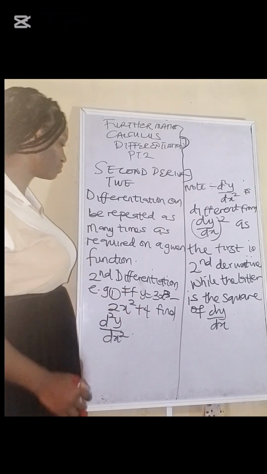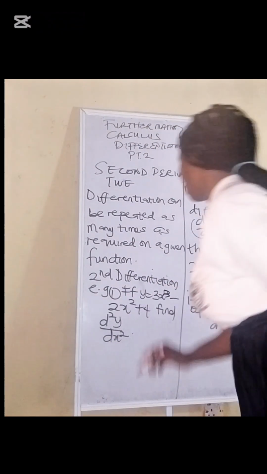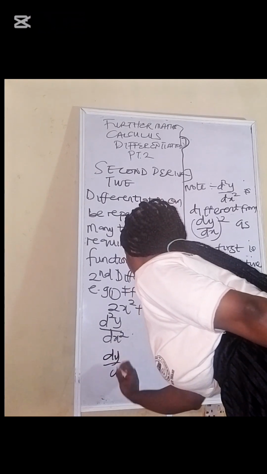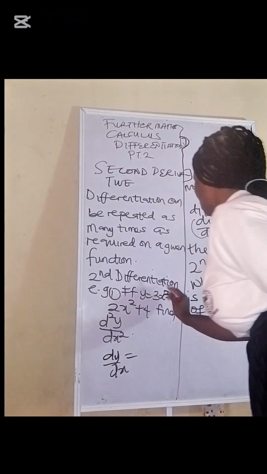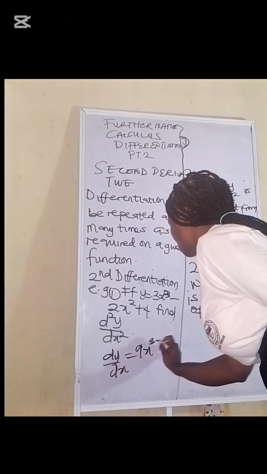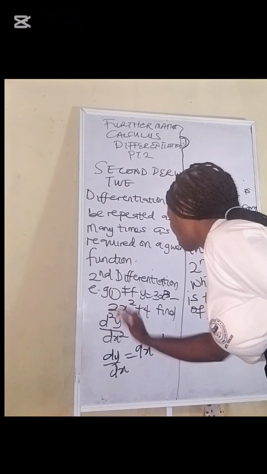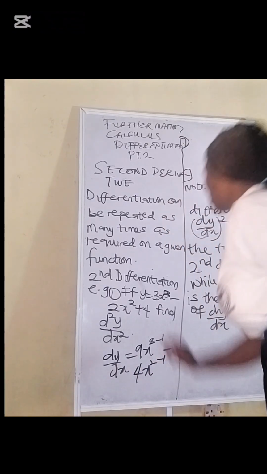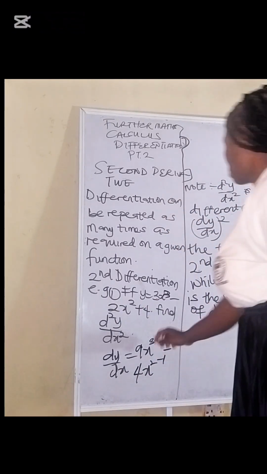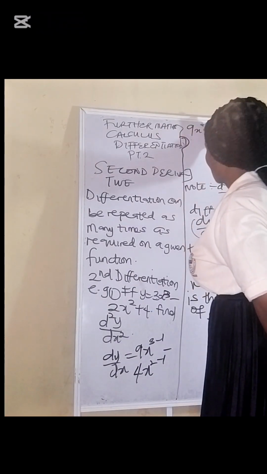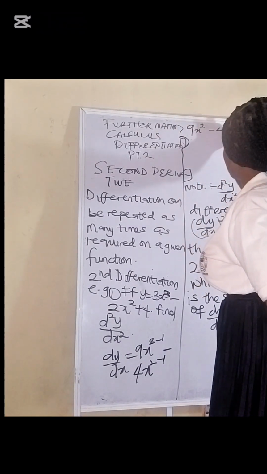So now we have to solve this question. First, we find the dy/dx of this function. So dy/dx equals, this 3 will multiply, so that will be 9. We subtract 1, and 2 multiplies 2, that will be 4x^(2-1). Already this 4 is 0. So now let's get the answer: 9x^2 - 4x.